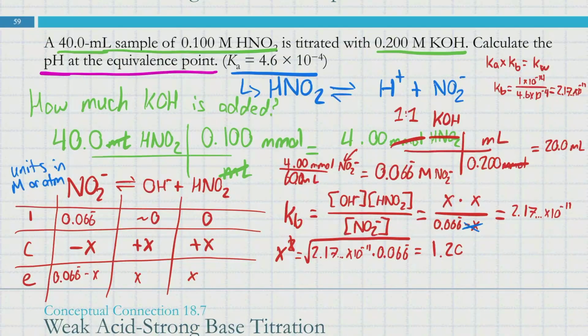So 1.204 times 10 to the minus 6. And since that is x, it's going to be our concentration of hydroxide according to our table. It's also going to be our concentration of HNO2. So there's two different ways you can solve this. They get you approximately the same answer.